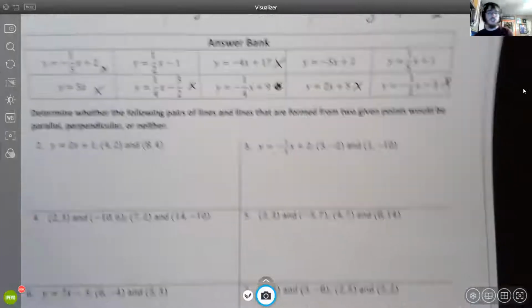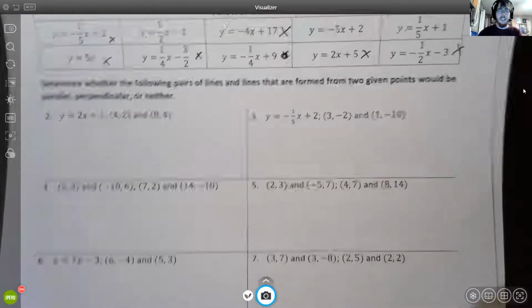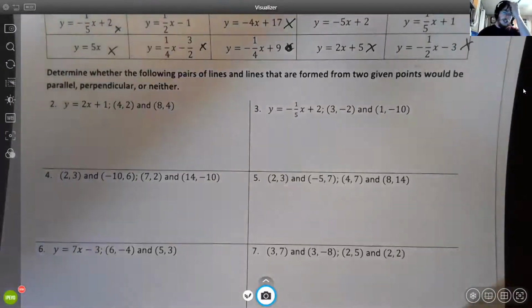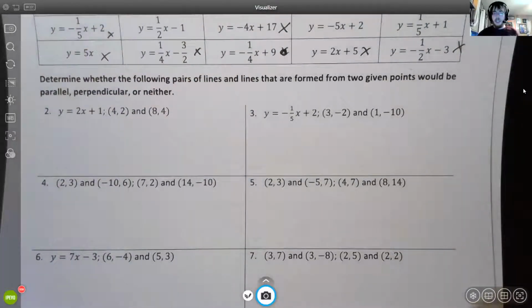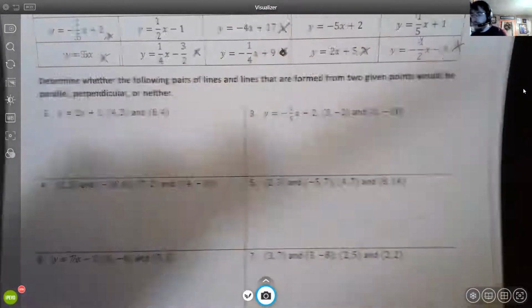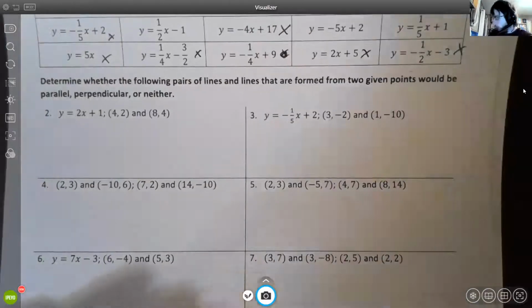All right, so in these next ones, it wants you to determine whether the lines that are formed by the following pairs would be parallel, perpendicular, or neither, okay? So let's look at number 2.